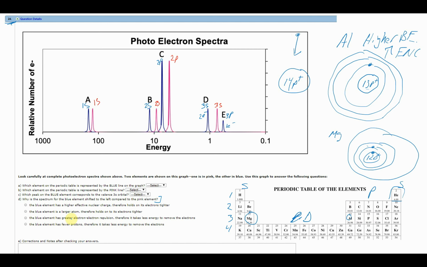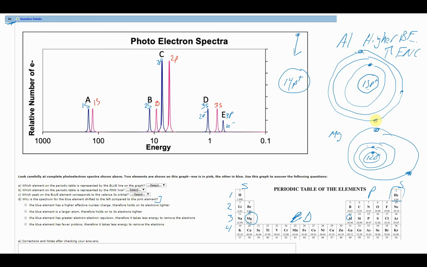The blue element has a greater electron repulsion, therefore it takes less energy to remove electrons. Well, I will say the more electrons you have, the more electron-electron repulsion. It is true that it takes less energy. If they don't want to be near each other, you can imagine it's easier to convince them to leave. But does the blue element have greater electron-electron repulsion? Well, the blue one was aluminum, I believe. And it has one more electron out here. If I were going to do just the valence shell, magnesium would have 2 electrons in its valence shell. Aluminum would have 3.